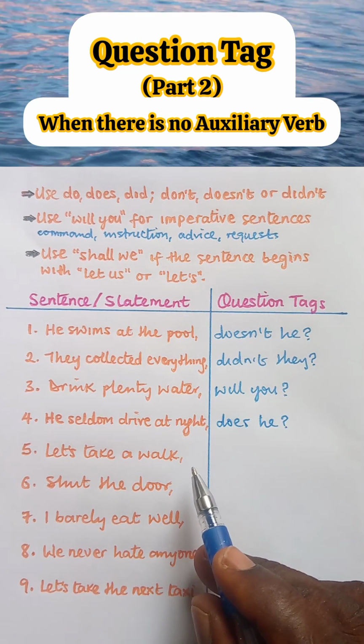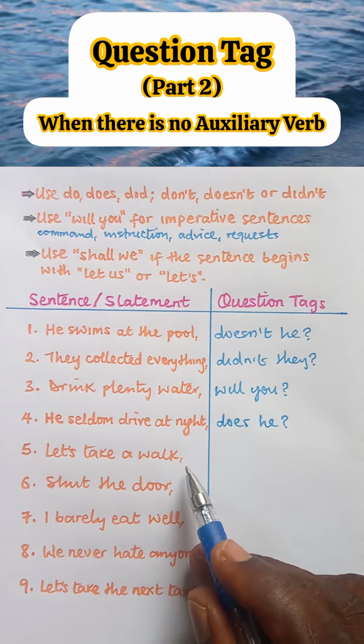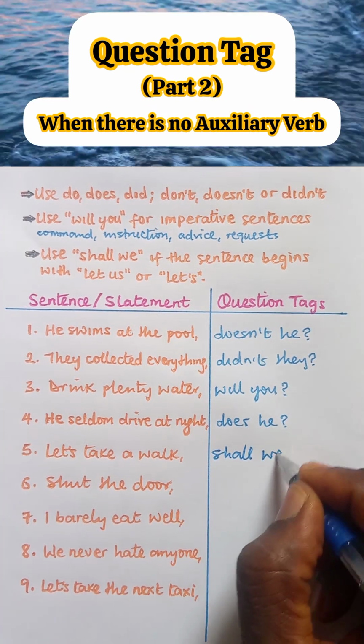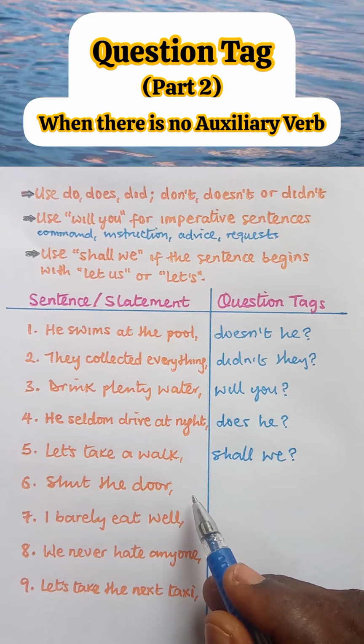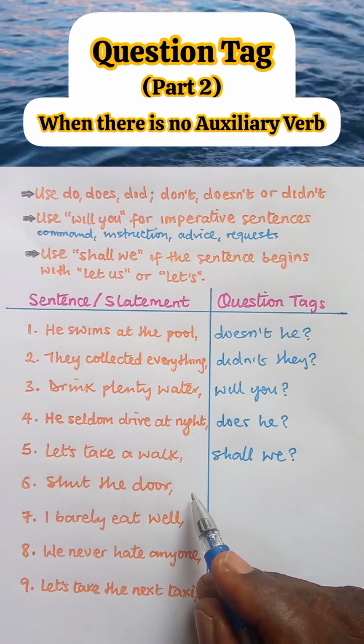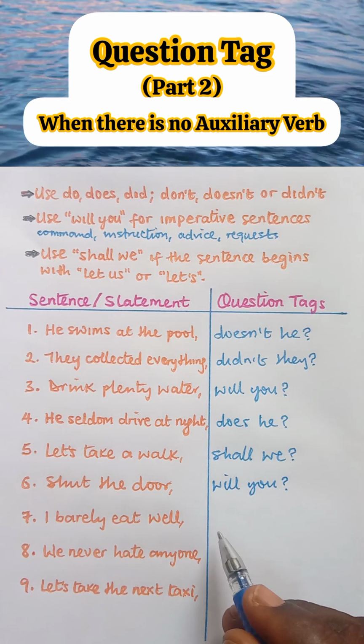Doesn't he? Number 5, let's take a walk. This sentence begins with let, so our question tag should be shall we? Number 6, shut the door. This is an imperative statement. It is a command. For imperative sentences, the tag is will you or would you.